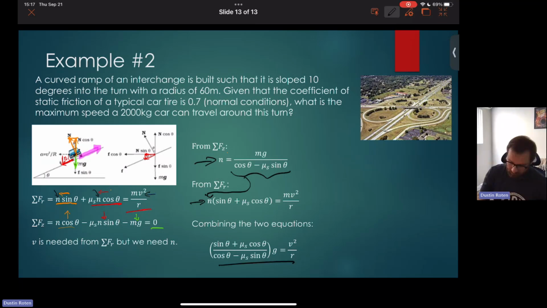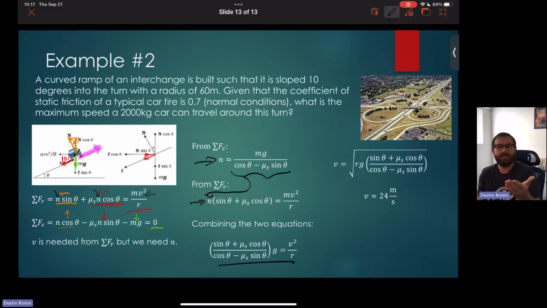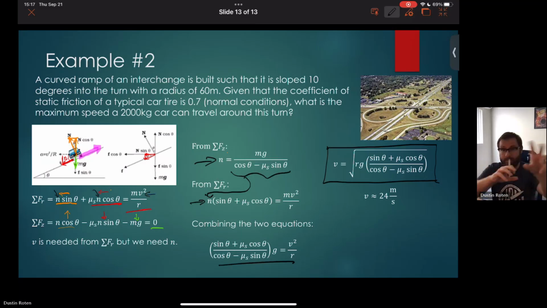Now we're almost there. I just need to multiply both sides by r, and then take the square root of both sides, and that gives me this really gross expression for velocity. The cool thing is we can keep this with us and use it over and over. Anytime we have this setup, even with different numbers, we can just dump in new numbers and keep finding the max speed for any car as it travels around the curve.